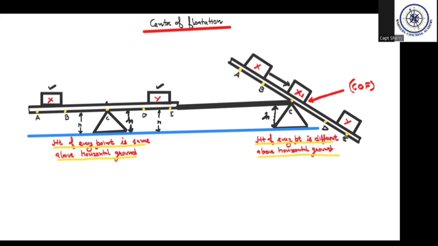Inclination is also longitudinal or transverse. There are two inclinations. One is longitudinal inclination, which causes trim, and the other is transverse, which is caused by list, or it might also be caused by external factors like wind. Now let's go further ahead and see what is happening.